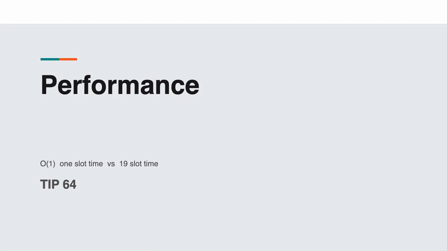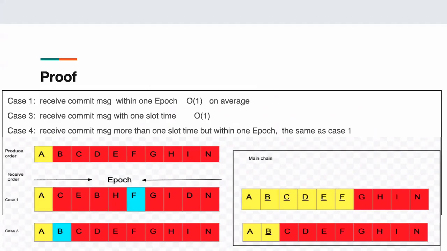If you have interest in that, check TIP 16.4, where we give a little bit of proof. Take a look at case 1. We receive a commit message within one slot, right? For case 1, we need to verify something. The producing order is A, B, C, D all the way to the end.